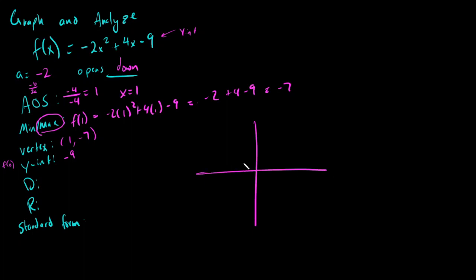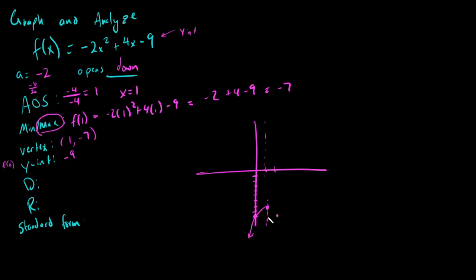So here's our graph. What we're going to do is plot our axis of symmetry first. So here it is at x equals 1. Our vertex is at 1 comma -7, so that's pretty far down. 1, 2, 3, 4, 5, 6, 7. And then our y-intercept's at -9, so 1, 2. So here's -9. And we're going to reflect that across this axis of symmetry to get our third point.